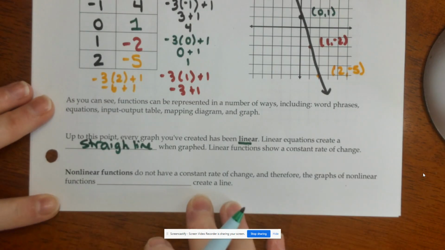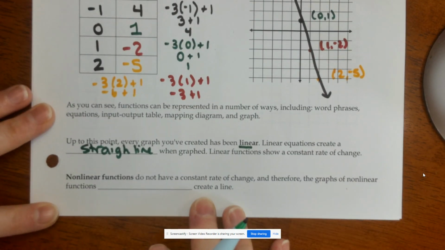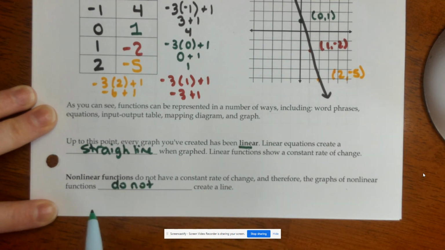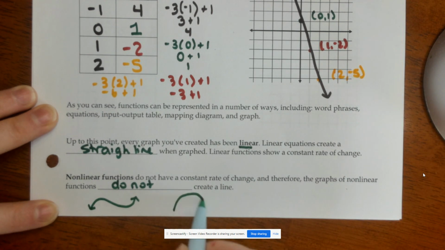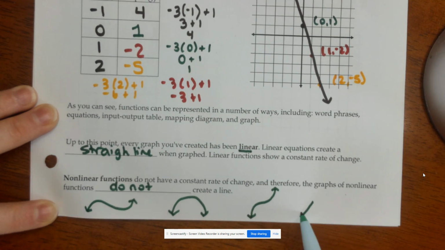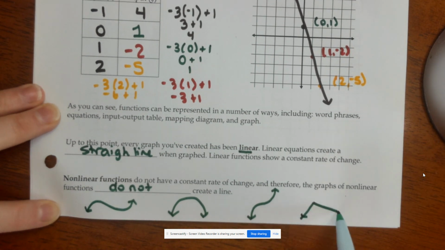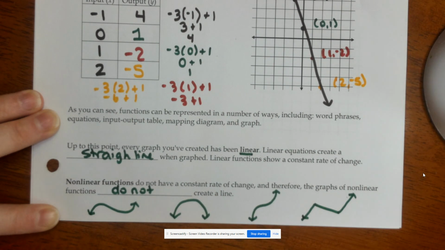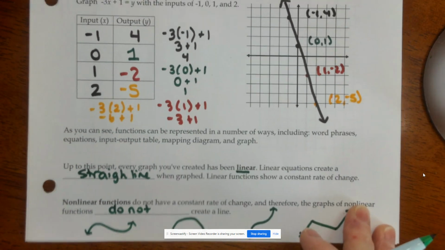Nonlinear functions do not have a constant rate of change, and therefore the graphs of nonlinear functions do not create a line. So nonlinear might be some kind of curve like this. It might be a parabola. It might be something that twists and turns. It also could be something that is called a piecewise graph, where you have chunks that go like sections that are linear, but the overall graph is not a single line.